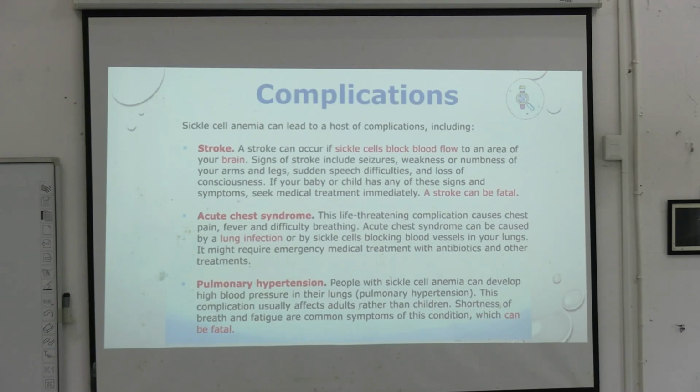So coming to the complications, as I told you, because of these blocked blood vessels, the patient can have a stroke. What is stroke? When your brain or the CNS is not getting enough supply. Then comes acute chest syndrome. These patients will be very much prone to infections. Then pulmonary hypertension.